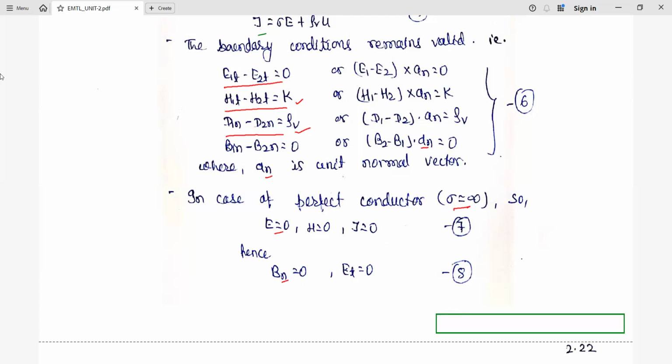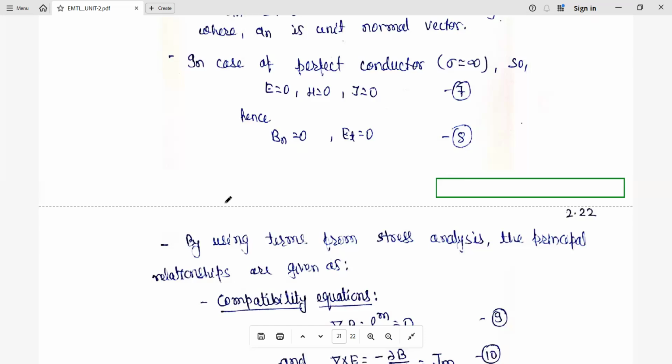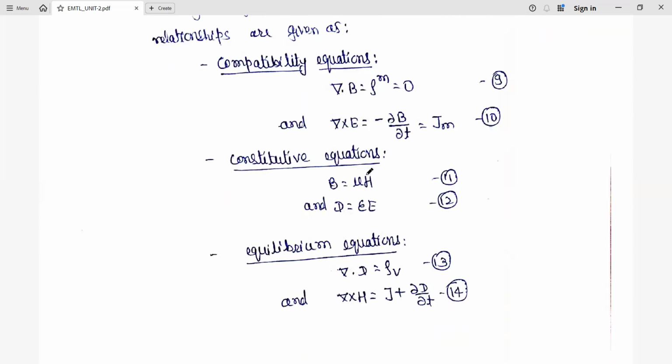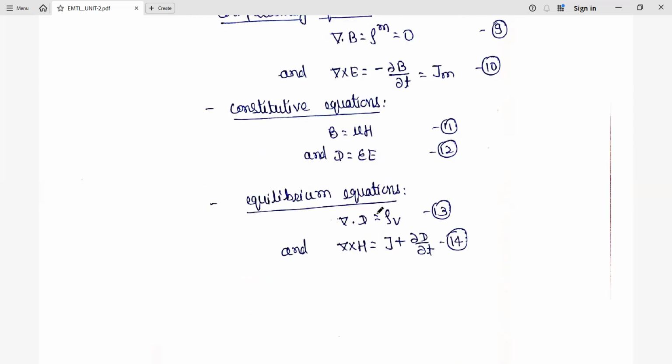So these are the major discussions in the case of electrostatics, and all this we are trying to summarize here. And some more equations: B equal to μH, D equal to εE, and in the case of equilibrium, we have del dot D equal to ρV and del cross H equal to J plus ∂D/∂t. So these are the discussions.